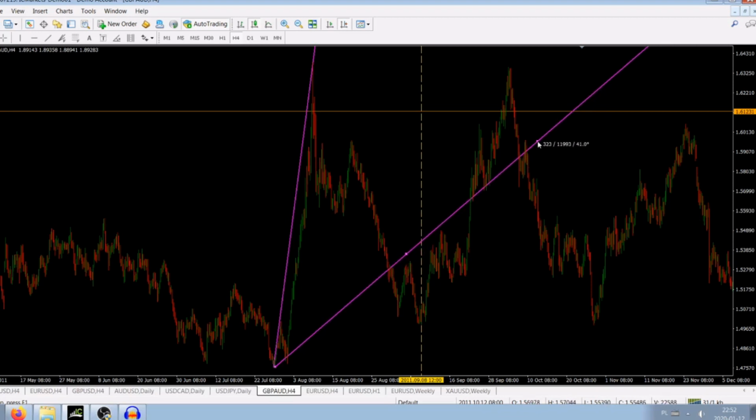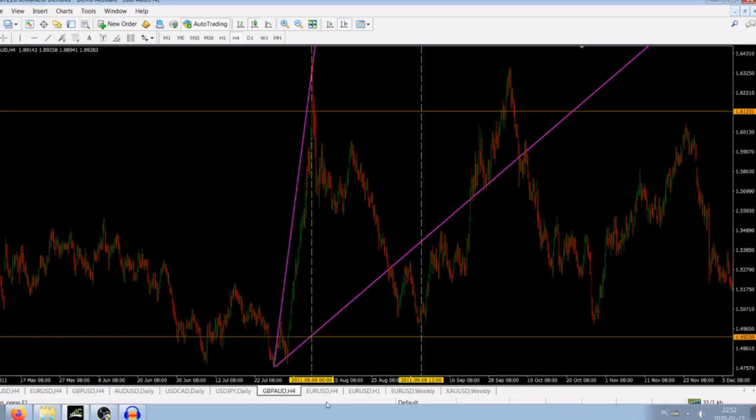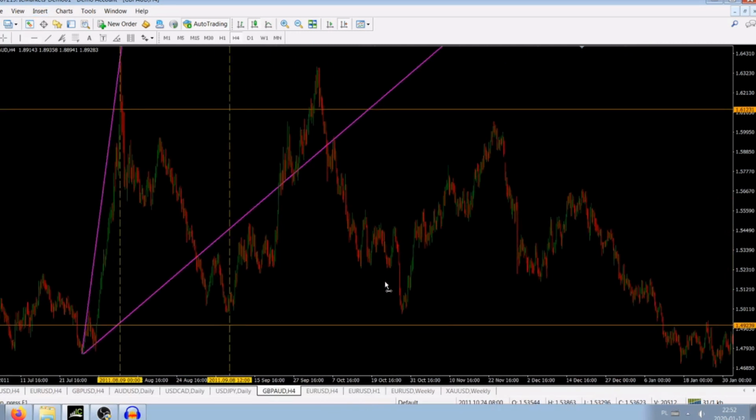41. Here we go. It's 41 degrees. And now the place where they cut each other, here was the top. Have a look. Somewhere here we should get the bottom. Let's look at this bottom.